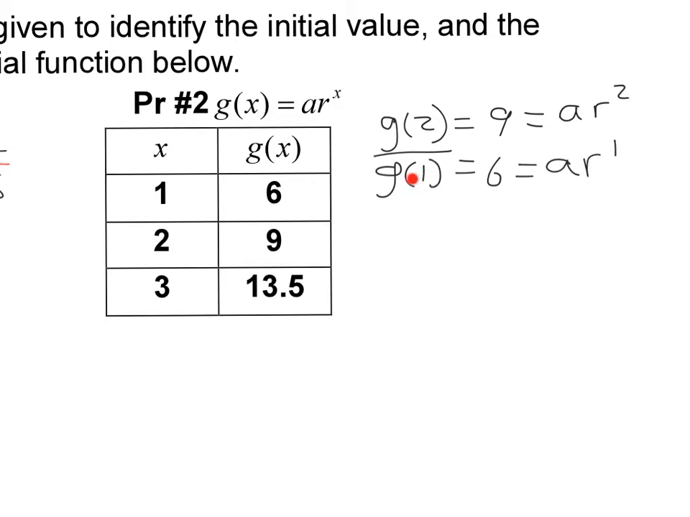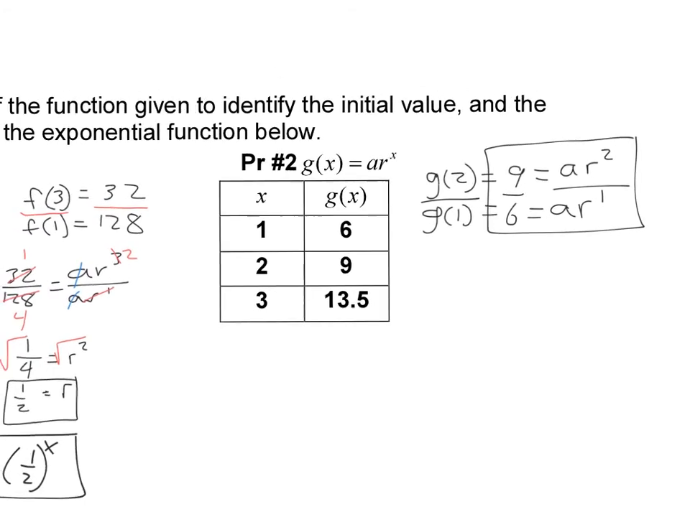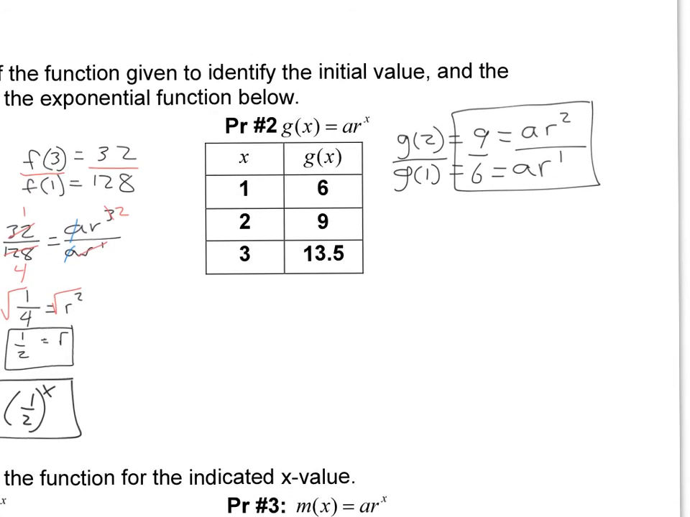Notice the x value goes here, the x value goes here. Make that into a ratio, and now you have a pretty simple equation to solve here. Remember, the a's will cancel out, then you just solve for the r's, okay? So I'm going to let you guys work on that one. Then once you solve for the r, try and solve for the a, and then write your function. So give you a second to work on that, and then you might want to unpause the video when you're ready to check your work.